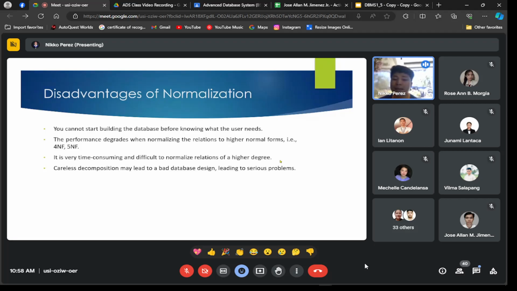Careless decomposition may lead to bad database design, leading to serious problems. So these are more about how knowledgeable the person designing the database is. If you have no knowledge, it would be very concerning and potentially lead to a bad database design. That will become a serious problem, as mentioned here.